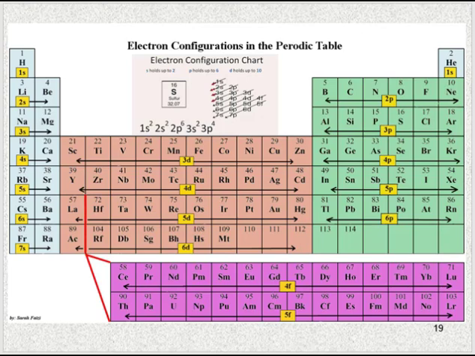This periodic table is pretty neat because it shows how electron configurations fall within the table. So you start up here in the upper left-hand corner with hydrogen, which has 1 electron in the 1s shell. And then you move down: 1s, 2s, 2p, 3s, and so on.